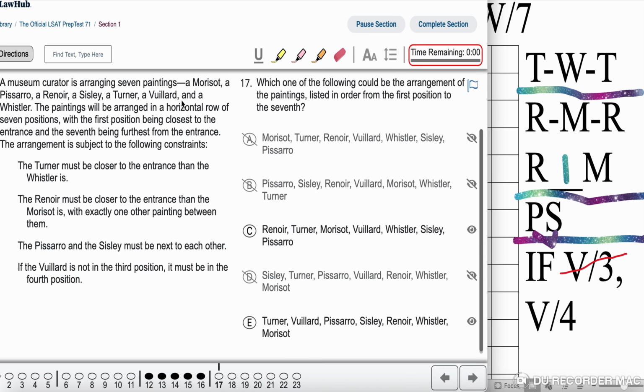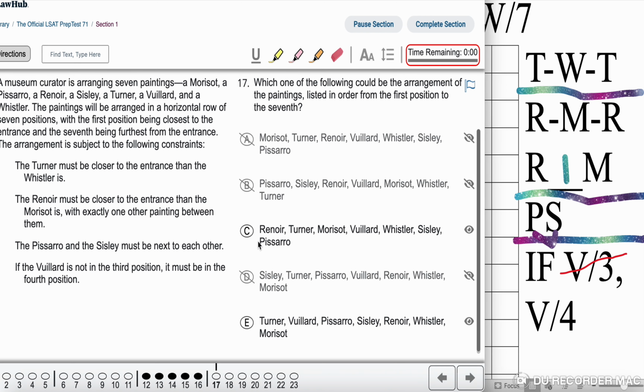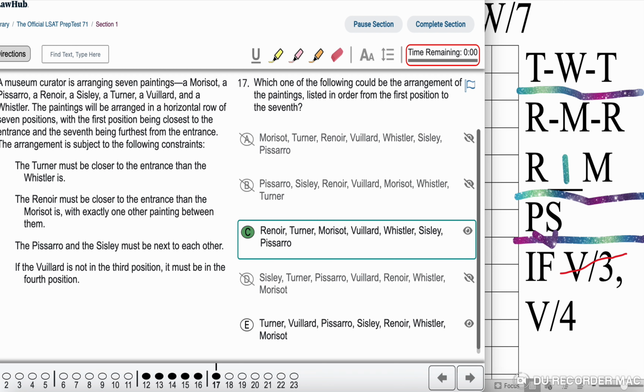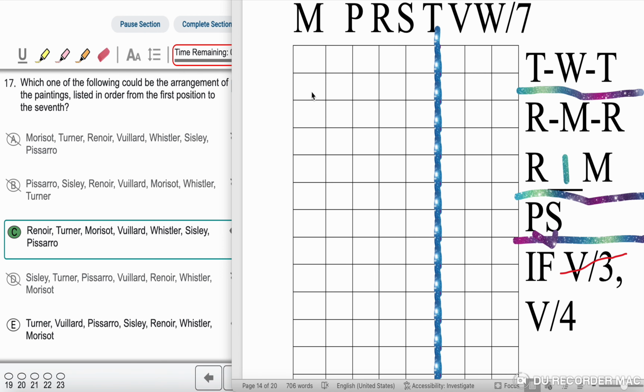So now we have what we consider a game board here. Let's make sure that the fourth condition can get rid of one of these choices. If B is not third, 1, 2, 3, 4, it's 4 here, so that's good. 1, 2, it could be 2, so let's see. Then it must be in the fourth position. So if B is not third, it must be in the fourth. So let's choose choice C, and the answer for this one is C: R, T, M, B, W, S, P.